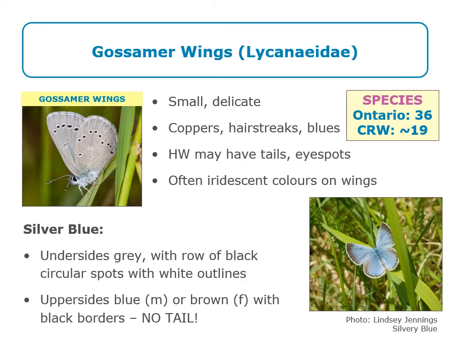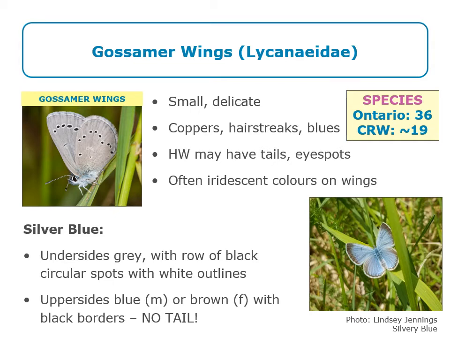Gossamer wings are small, bluish gray butterflies for the most part. They look very delicate. These are the coppers, the hair streaks, and the blues. Often their wings, especially their hind wings, have spots on them. Some of the species have tails, little things sticking off that look like tails, or eye spots that are pretending to be eyes to look like a head to fool predators. And their upper side of the wings are often iridescent, sort of shiny blue, silver.